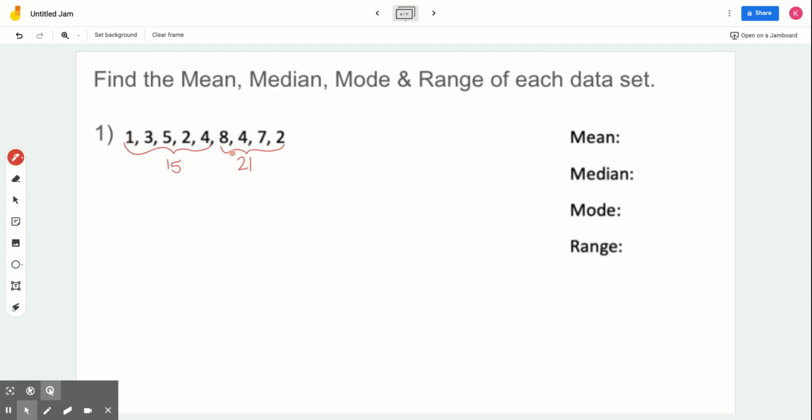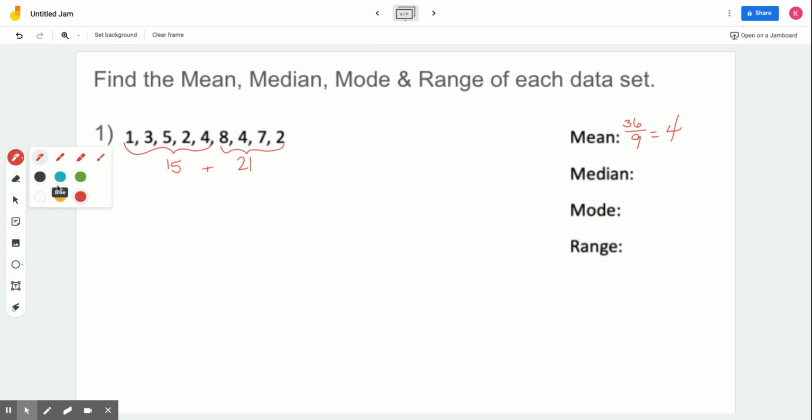All right, so I have started by adding my data up. I have 15 for this part and 21 for this part. Know that 15 plus 21 is 36. Now, how many pieces of data do we have this time? We have 9 pieces of data. So 36 divided by 9 is 4. So the mean or the average of this data set is 4.